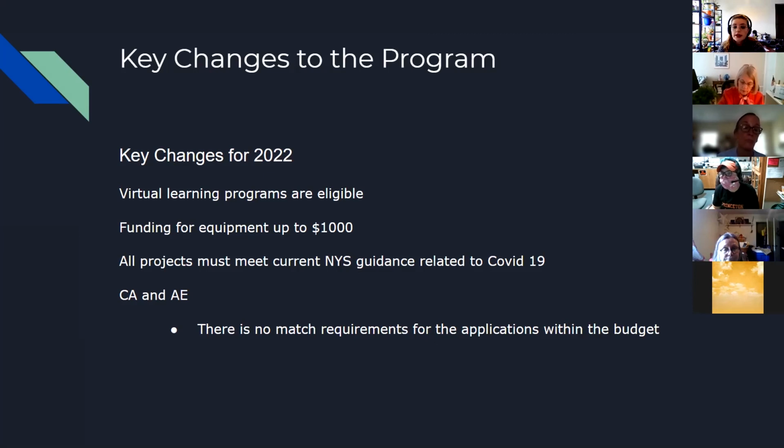And for community arts and arts and education grants, there is currently no match requirement within the budget, but it is still highly encouraged you have something. I don't know how long this will last, if this will continue into next year, so just keep that in the back of your mind.